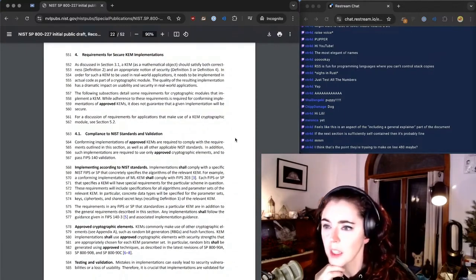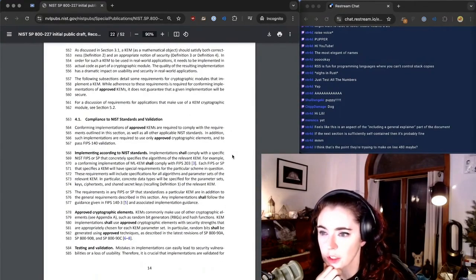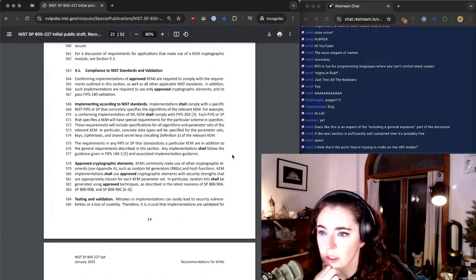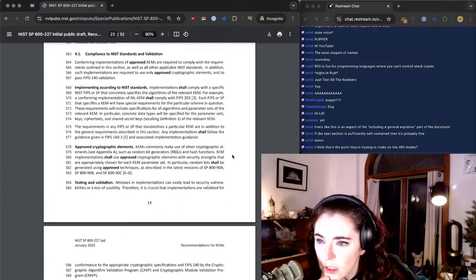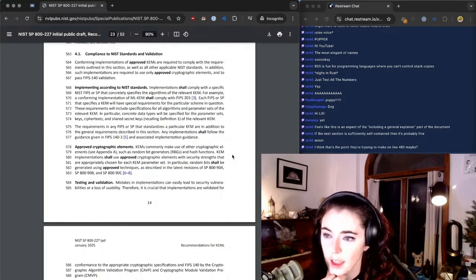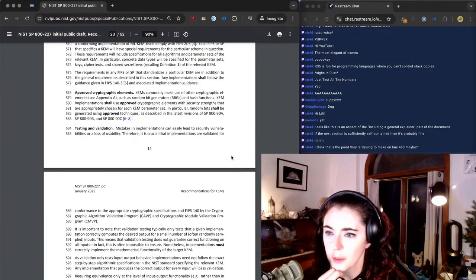I don't know. Okay, I'm going to zoom. This is kind of just secure cryptography implementation stuff. Approved KEMs implemented according to standards. In particular, concrete data types will be specified: parameter sets, key ciphers, and zeroizing secret keys. Yay! I like that. Approved elements: random bit generators and hash functions.